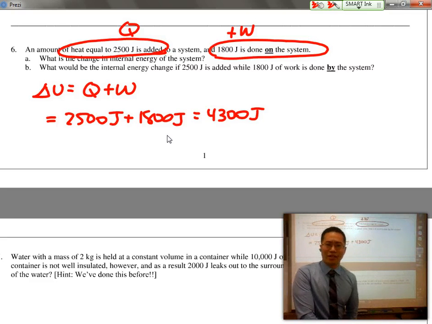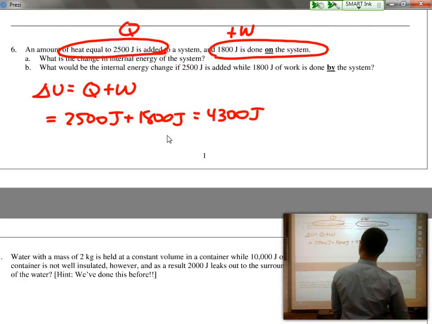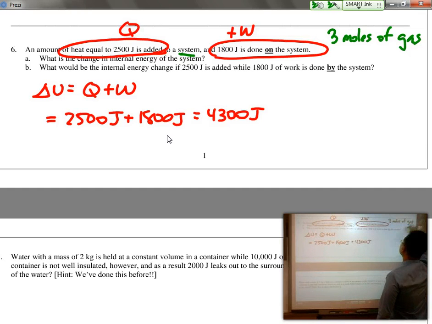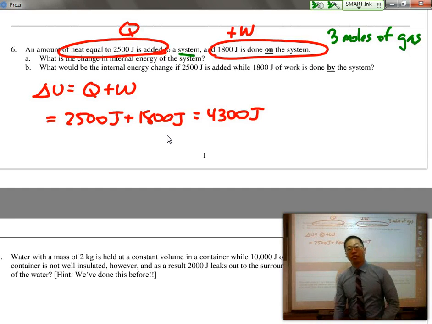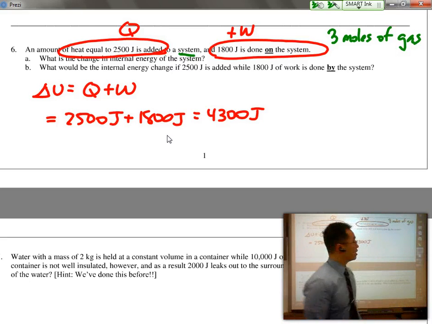But let's add a second part to this. Let's say that this gas, this system, there were 3 moles of gas. The question is, how much did the temperature change by when we added in all that energy?